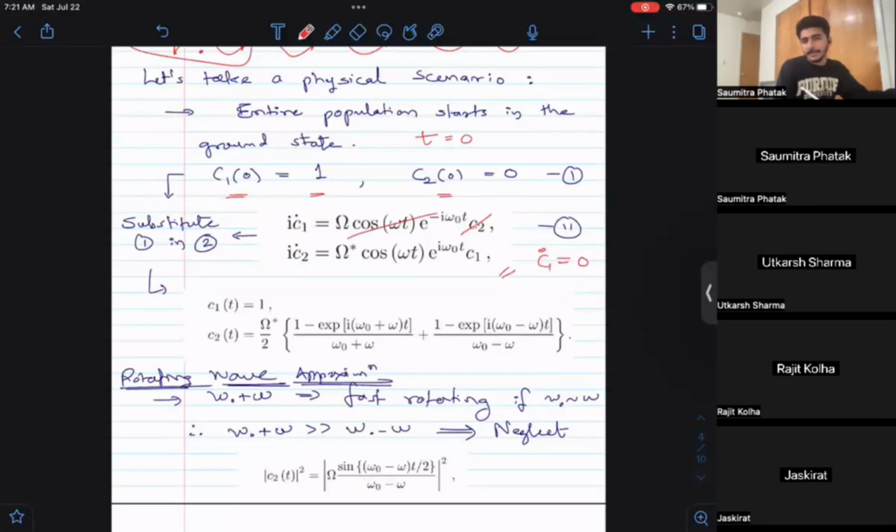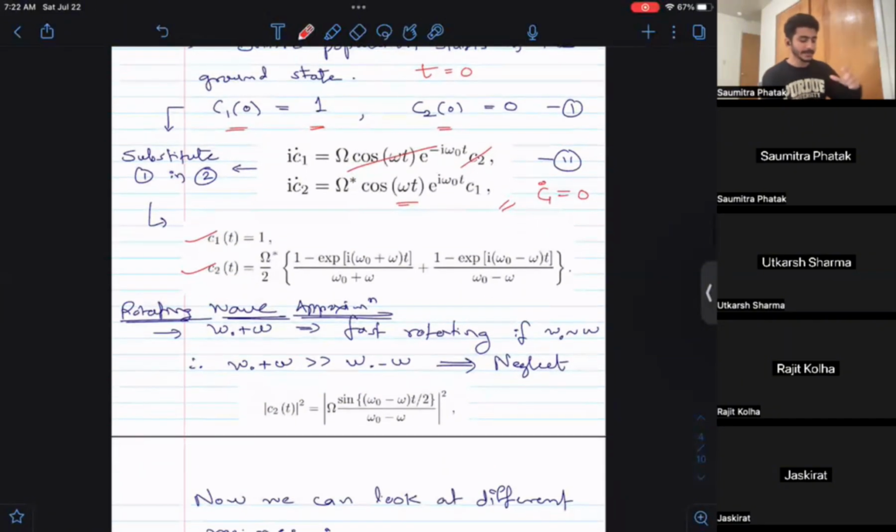And if that is constant with respect to time, then by normalization, we also know that it has to go to 1. So that's why C1 is approximately 1. And if we want to find out the expression for C2, similarly, if you just substitute C1 equal to 0 in this, then you will get the expression for C2 as well. After getting that expression, it is necessary to do another approximation, which is the rotating wave approximation.